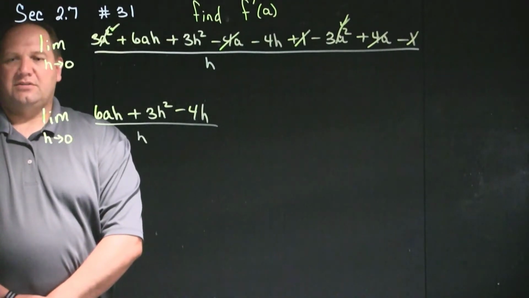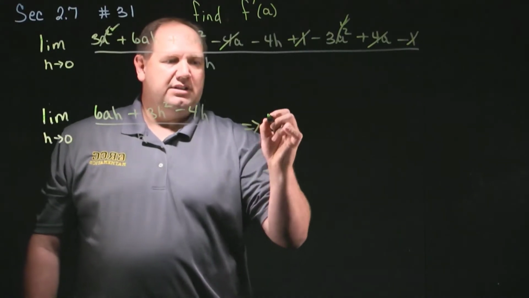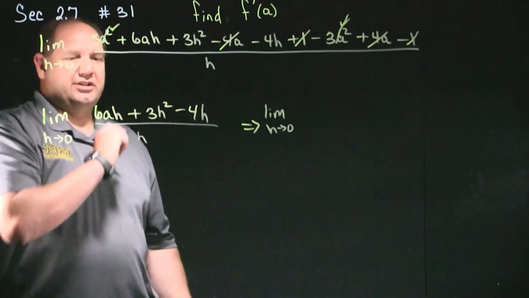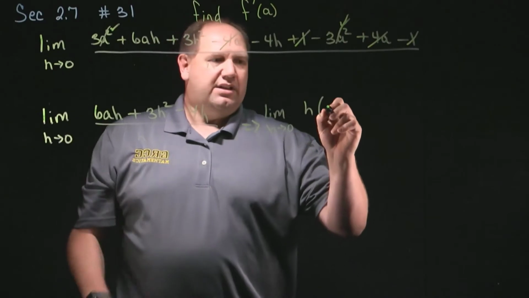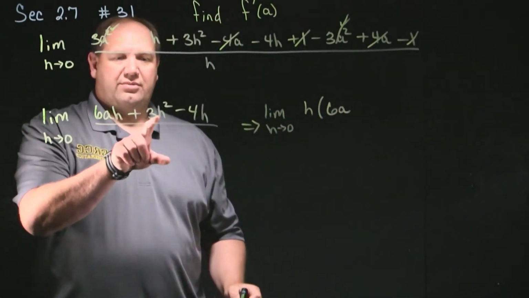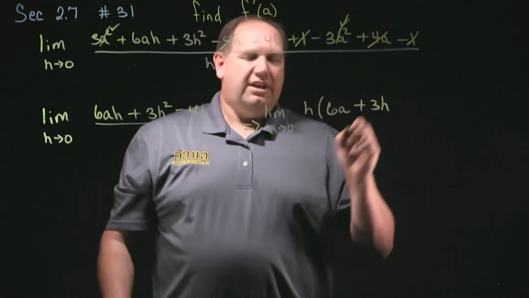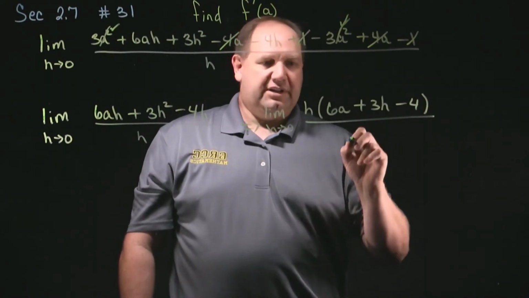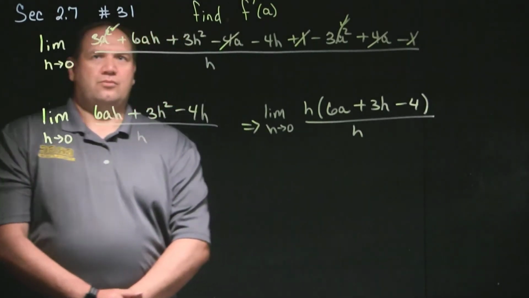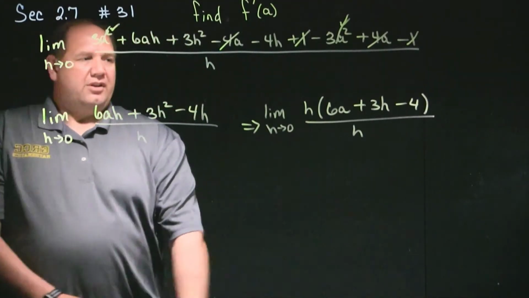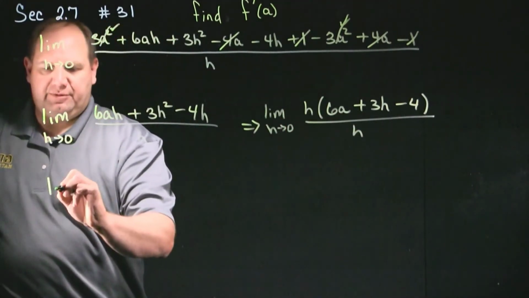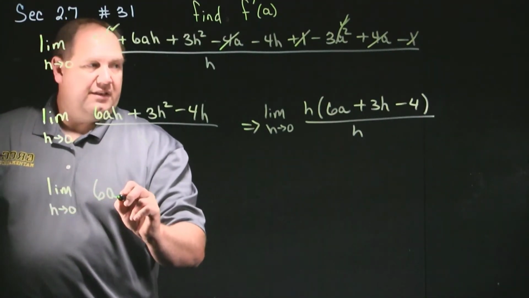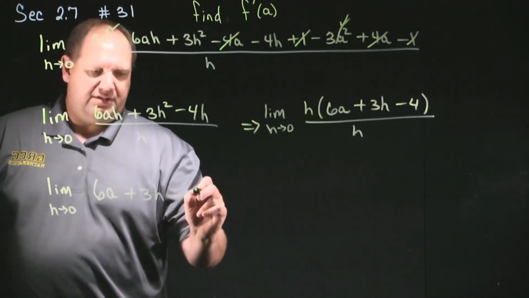Okay, so now what I can do is in the top factor out an h out of every term. So I have h times 6a plus 3h squared, so 3h, minus 4. And all of that is being divided by h. These h's simplify with each other, and I'm left with the limit as h approaches 0 of 6a plus 3h minus 4.